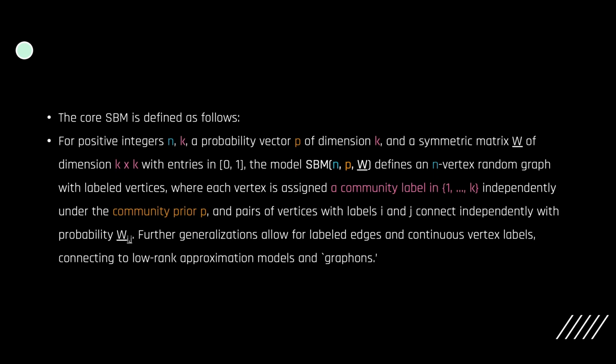Now I'll move on to the general SBM. The core SBM is defined as follows. For positive integers n and k, a probability vector p of dimension k, and a symmetric matrix W of dimension k times k with entries in the range of 0 and 1, the model SBM defines an n-vertex random graph with labeled vertices, where each vertex is assigned a community label independently under the community prior p, and pairs of vertices with labels i and j connect independently with probability W_ij. Further generalizations allow for labeled edges and continuous vertex labels, connecting to low-rank approximation models and graphons.